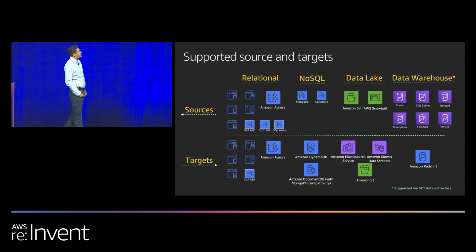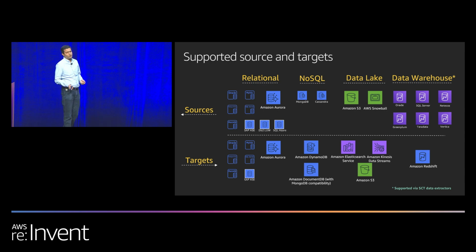So this is the list of supported sources and targets that are available with SCT and DMS. Now if you see, it covers various verticals of data: relational, NoSQL, data lake, data warehouse. So basically we support 12 different sources and 14 different targets, and DMS is able to migrate data from any of the supported sources to any of the supported targets. For data warehouses, we have the SCT data extractor, which runs at your data warehouse, extracts the data and helps you push it to Amazon Redshift.